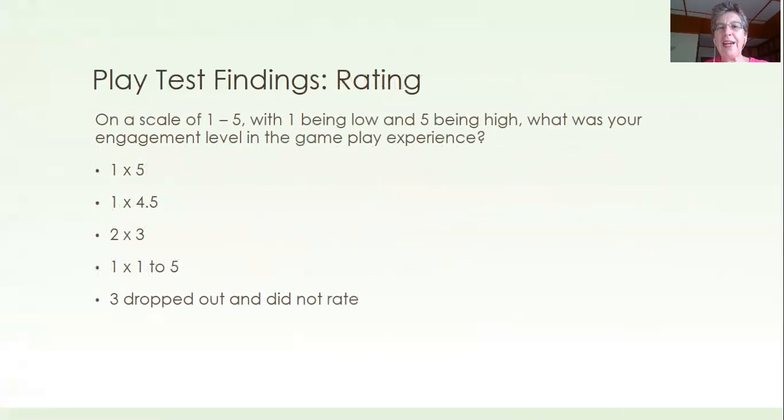Now, in terms of the rating question, on the scale of 1 to 5, 1 person said 5, 1 said 4.5, 2 said 3, and another person had a range from 1 to 5. And I think it's important to know that 3 dropped out and didn't even find the Rhino.